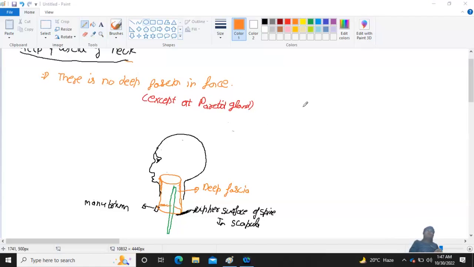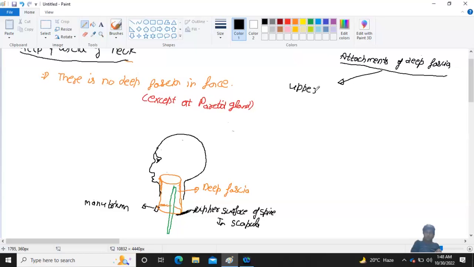So first we draw the upper attachment and then lower attachment. So here, upper, wait, attachments. Attachments of deep fascia. Basically two attachments are upper and lower. So first there is upper. Upper may be anteriorly, posteriorly, many things.